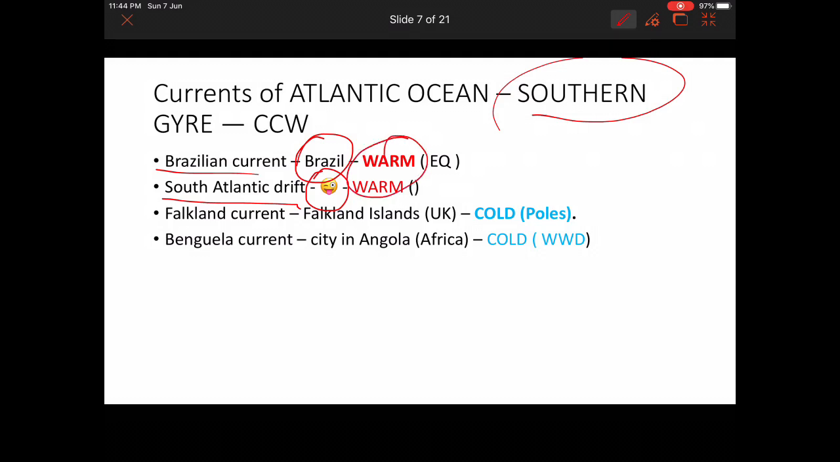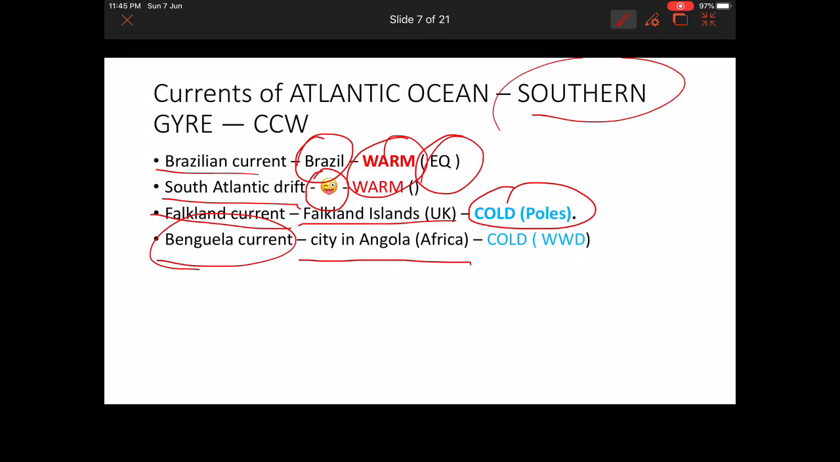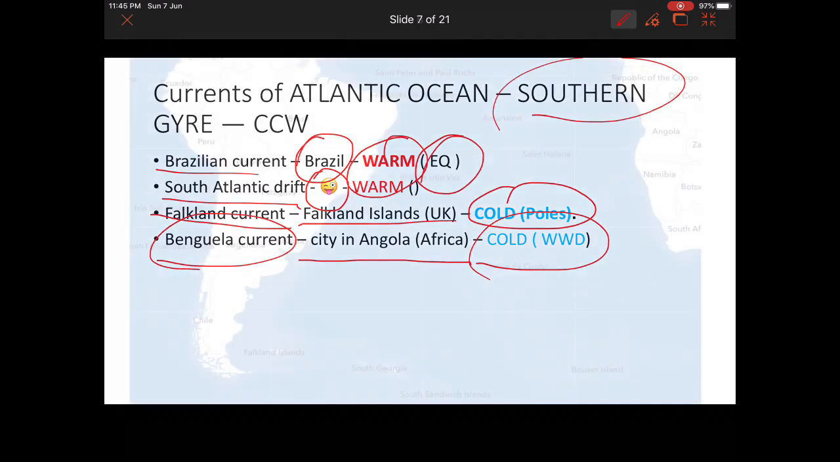These both are warm because of the equatorial presence. And Falkland current, because of the name Falkland Islands, and it is cold because it comes from poles. And Benguela current, it is a city in Angola, Africa. And why is it cold? Because it is a part of west wind drift. The west wind drift gets added to the South Atlantic drift, and Benguela current is formed there, and the majority of the waters of Benguela current is cold water, so it will obviously be cold.